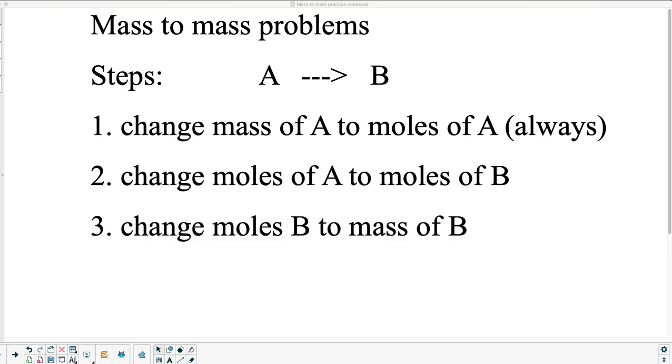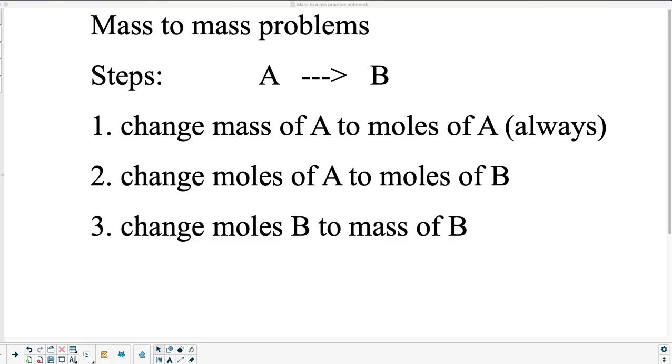So class, this is a mass-to-mass problem. So what is a mass-to-mass problem? A mass-to-mass problem is in my simple A equals B formula for the equation. I start with the mass of A and I find out how much B is formed from the mass of A. Now we can't just go from straight mass of A to mass of B.